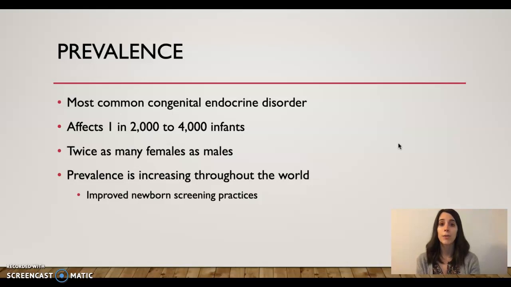It is increasing throughout the world, so more people are being diagnosed with CH across the world. I read a couple of things that said this might be due to ethnic differences throughout the world, or environmental factors. But I think the one that makes the most sense to me is that there are just improved newborn screening practices. More countries around the world are mandating screening for CH in hospitals. So if there's more screening being done across the world, more babies are being diagnosed with it.